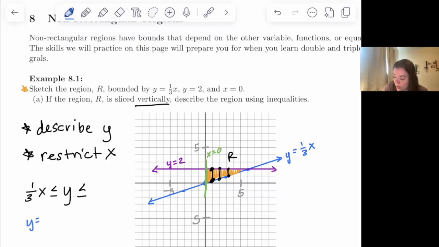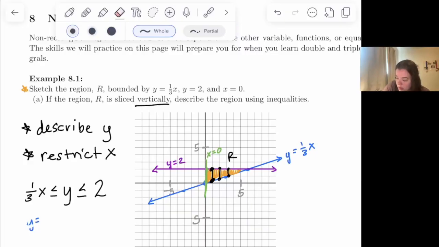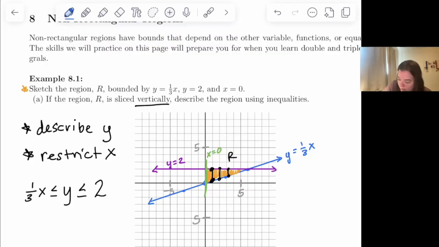Now, similarly, since we're trying to describe y, we need a y equals on this side of the inequality. Where is the ceiling? Think about your slices. Who does everybody's head touch? Well, everybody's head touches that horizontal line, which has the equation y equals 2. It's already in y equals format. So y is bounded by the ceiling and the floor. I'm going to write in those words. If that helps you think about it, we have the floor in y equals format, and we have the ceiling in y equals format. That is how you describe y.